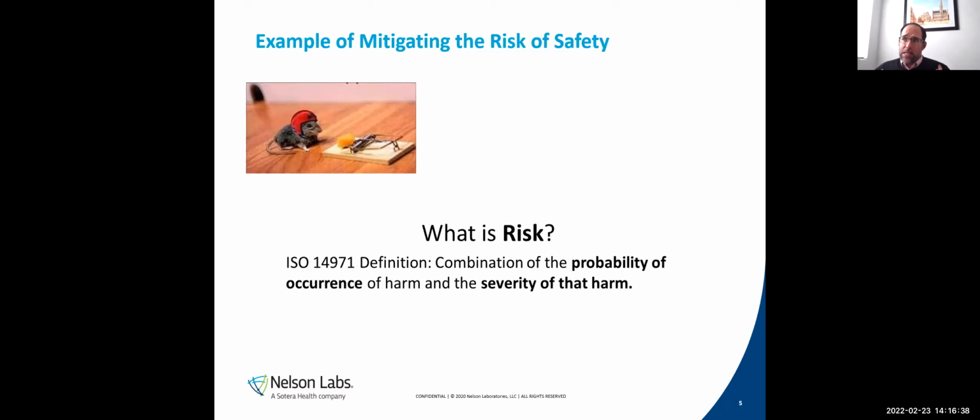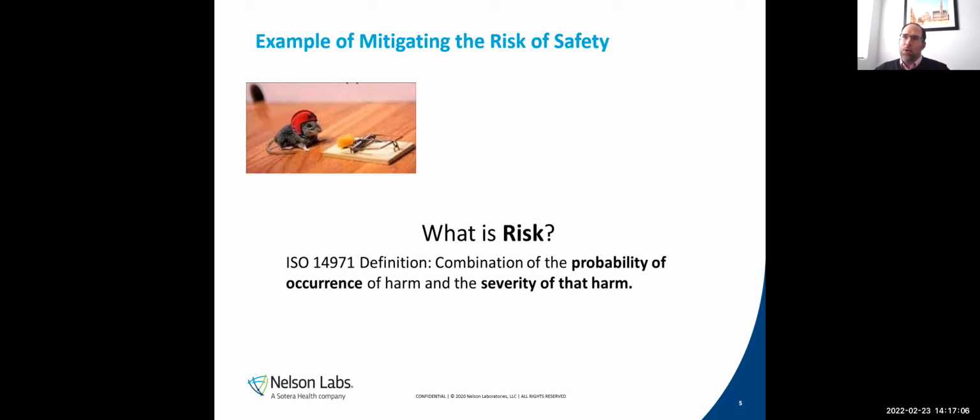When you talk about any kind of risk assessment, 14971 is the most applicable. In fact, the new 10993-1 draft is using more of 14971 directly. So we're starting to see more of a convergence of these two ISO standards. So in 14971, risk is the combination of the probability of occurrence of harm and the severity of that harm. So when we want to look at risk for a medical device, these are the two things we look at.